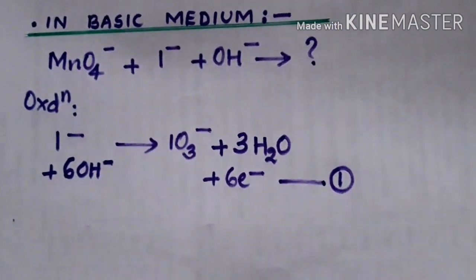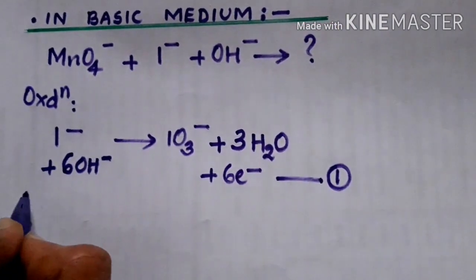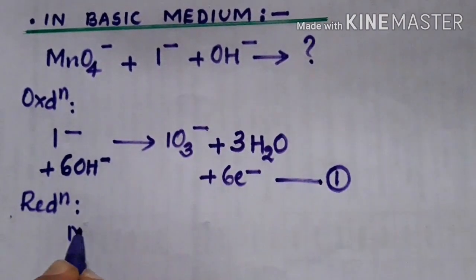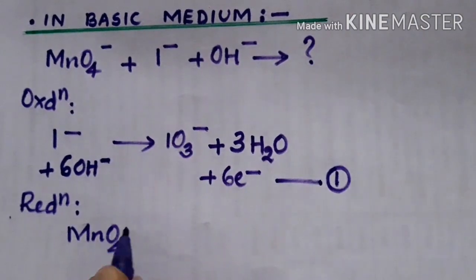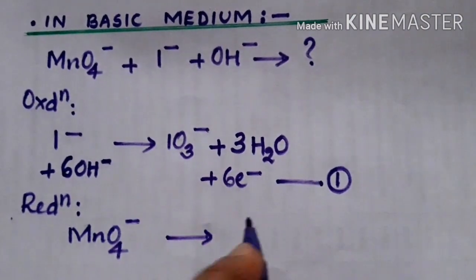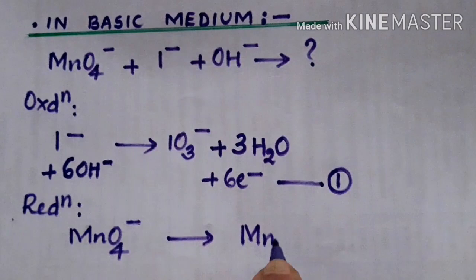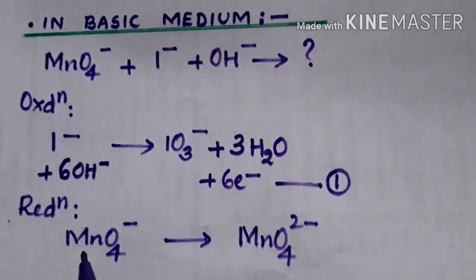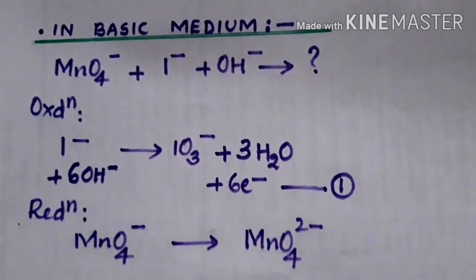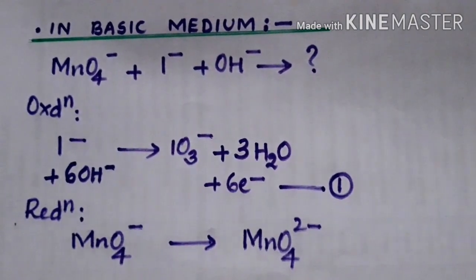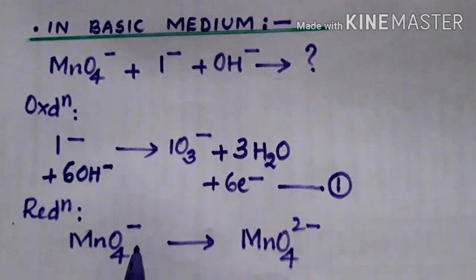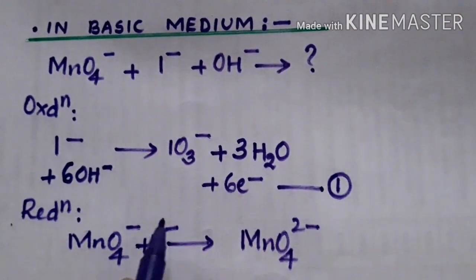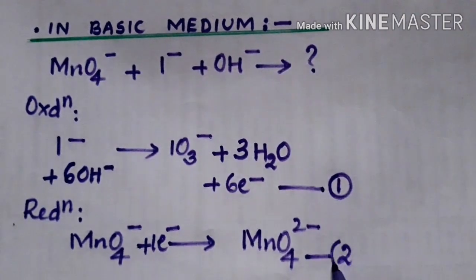Coming to the second part, which is the reduction part. The reduction half reaction will be MnO4 minus. In basic solution, it will be converted to MnO4 2 negative. So what is the change here? Atom wise it is balanced, but here you find that the charge is not balanced. We have to add 1 electron. So then we get the balanced equation.